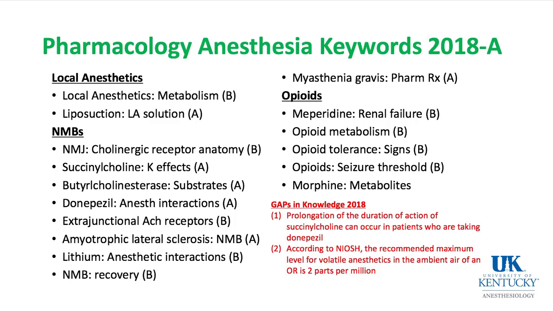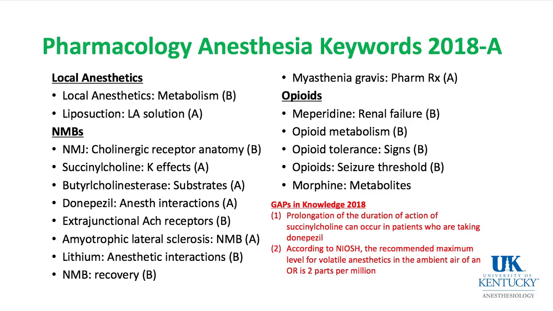topics. Under local anesthetics, you can see metabolism of local anesthetics. The B stands for the basic exam content outline. A stands for the advanced exam content outline. Metabolism of esters in the blood with esterases, acetylcholinesterase. Liposuction and the solution that's used there, very dilute local anesthetic and dilute epinephrine.